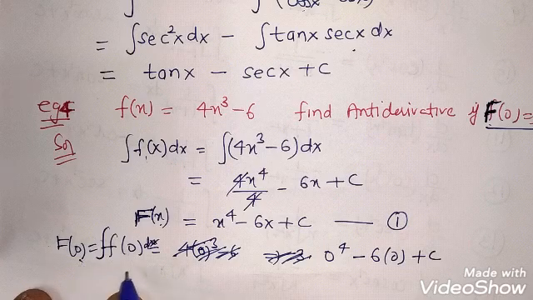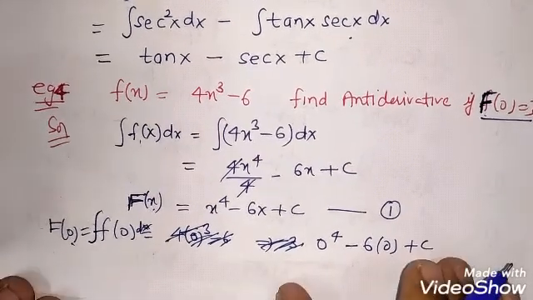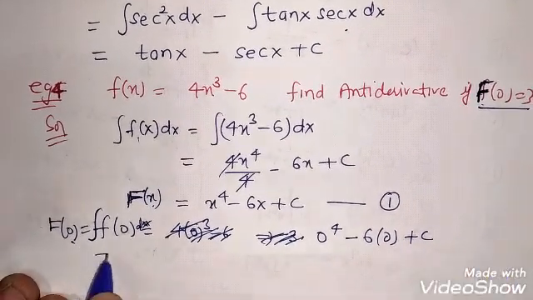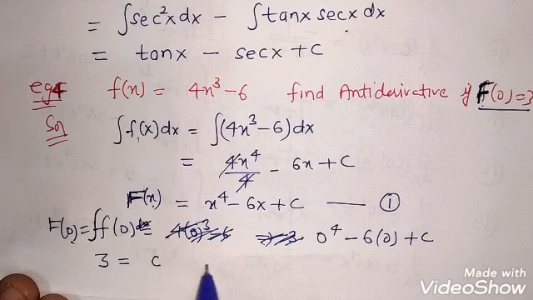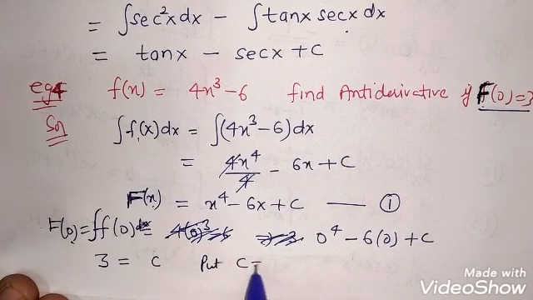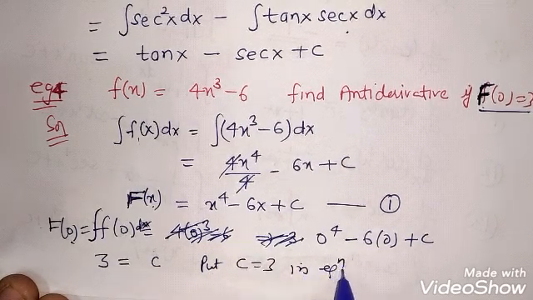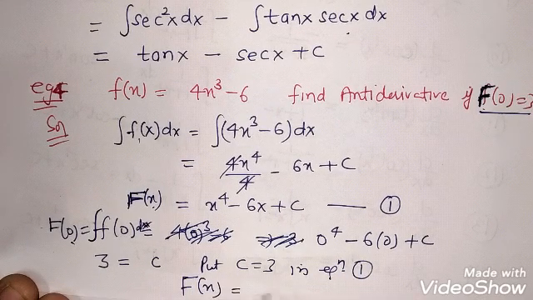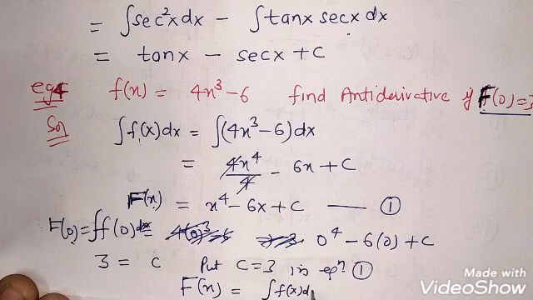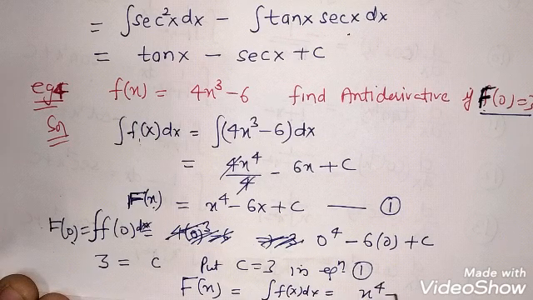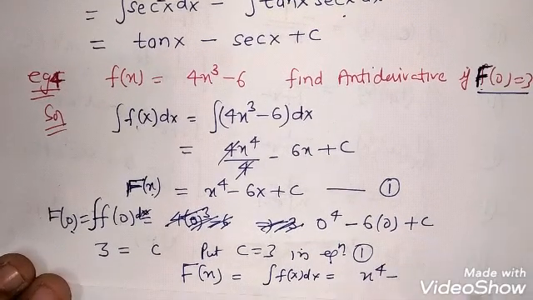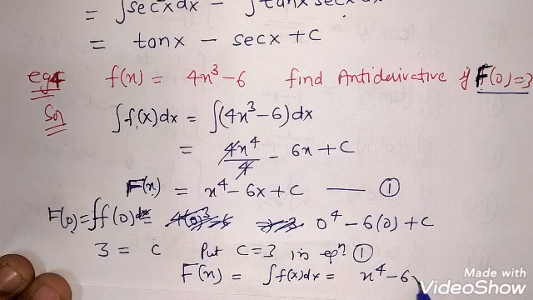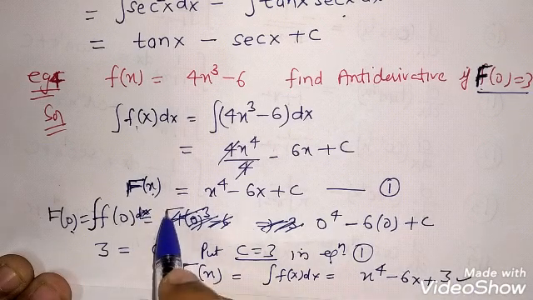What is the value of f of 0? This f of 0 is 3. So I can write 3 is equal to c. Put c equal to 3 in equation number 1. So F of x, that is simply integration of f of x dx, is equal to x to the power 4 minus 6x plus 3. Required answer.